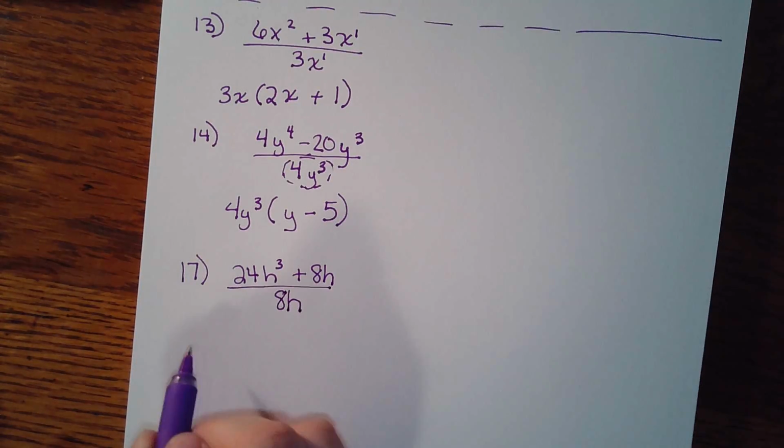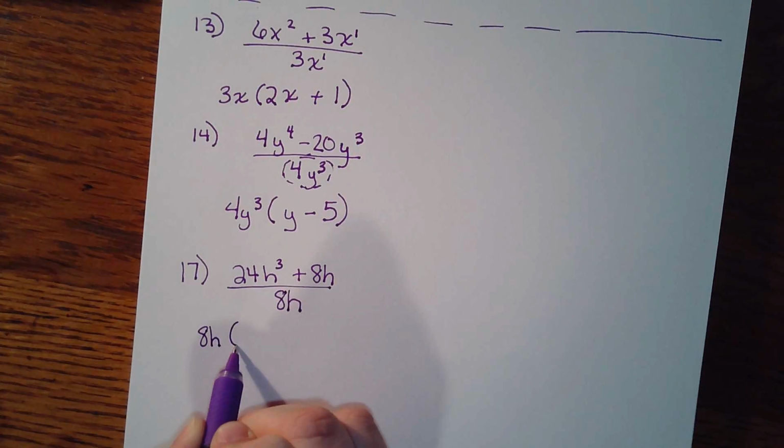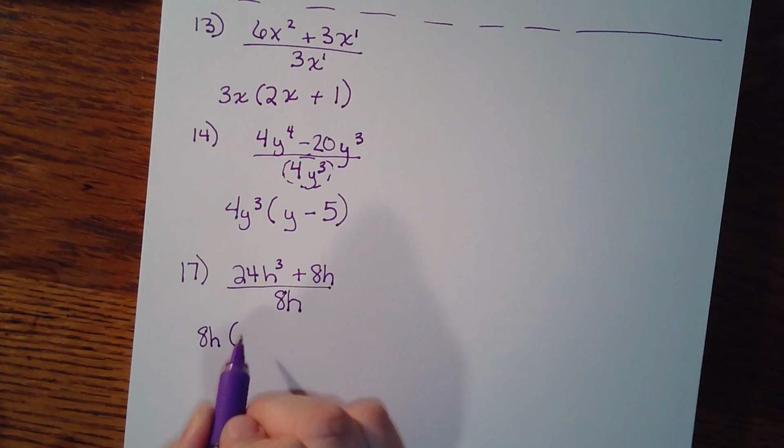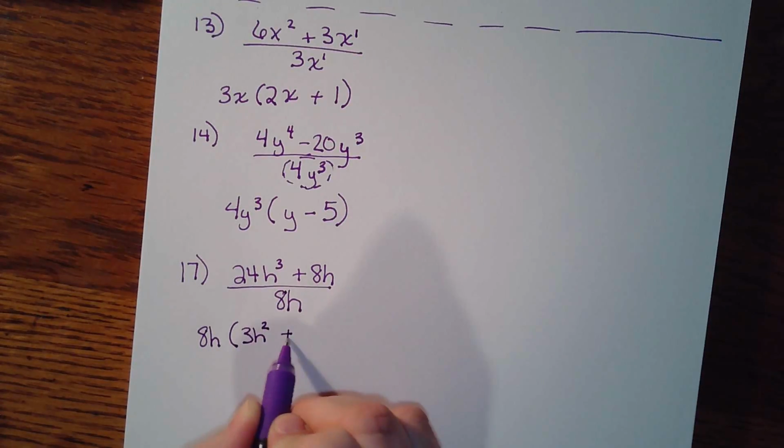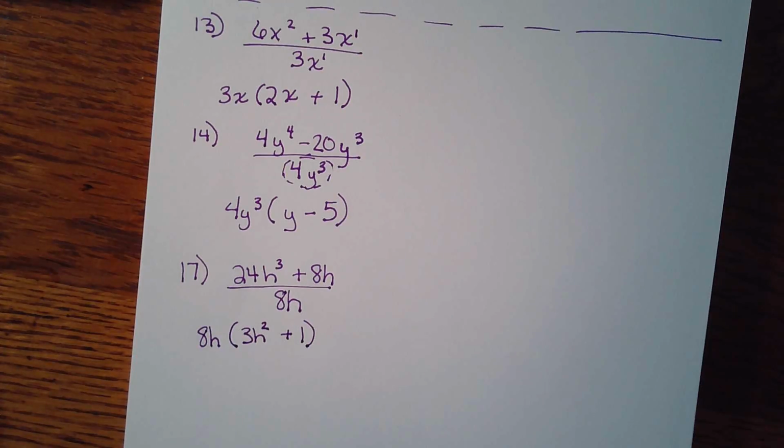Remember, taking out or dividing means we're going to put that out front. So we end up with 8h parenthesis 3h squared plus 1. So that is my final answer. Now, if you look through the packet, I want you to complete the rest of the problems in that section. Problems 13 and 14 are done, so 15, 16, and 18 complete on your own now.